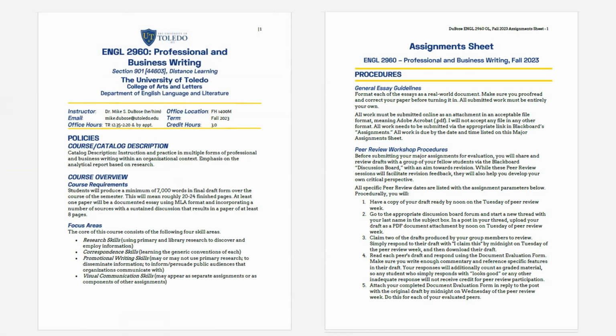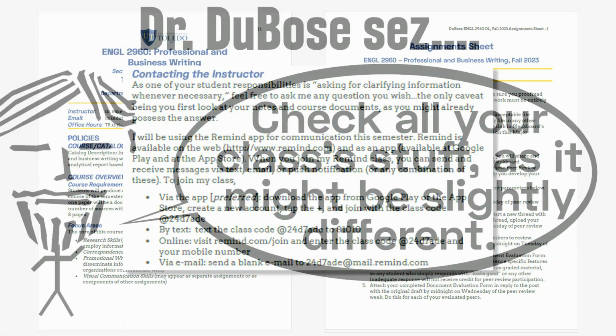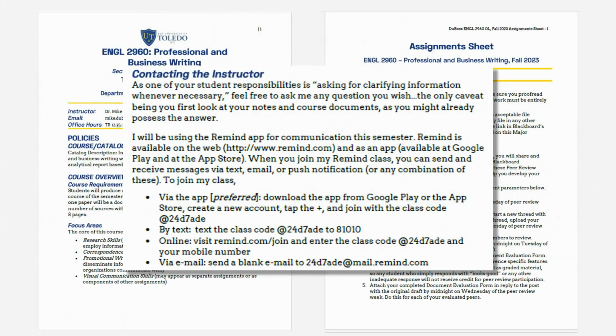One thing I want you to pay particular attention to in the syllabus is there's a section on contacting the instructor. I prefer everyone contact me via the Remind app. It just streamlines the communication in here. So I put full instructions on how to sign up for our class on Remind. Again, please check your class's stuff, as the codes might be different. But when you get this, if you follow the directions, via the app is preferable, but you can also get Remind messages via text, online, or email. The app is easy though.